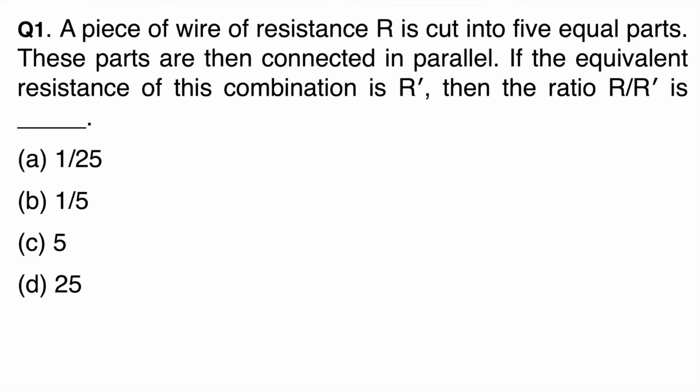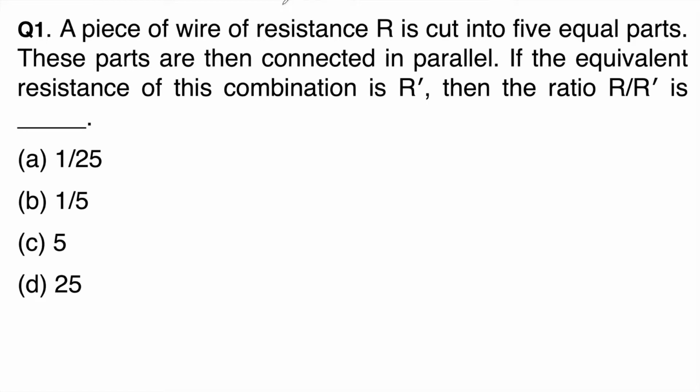This is the first question. A piece of wire of resistance R is cut into 5 equal parts. These parts are then connected in parallel. If the equivalent resistance of this combination is R dash, then find the ratio of R by R dash.